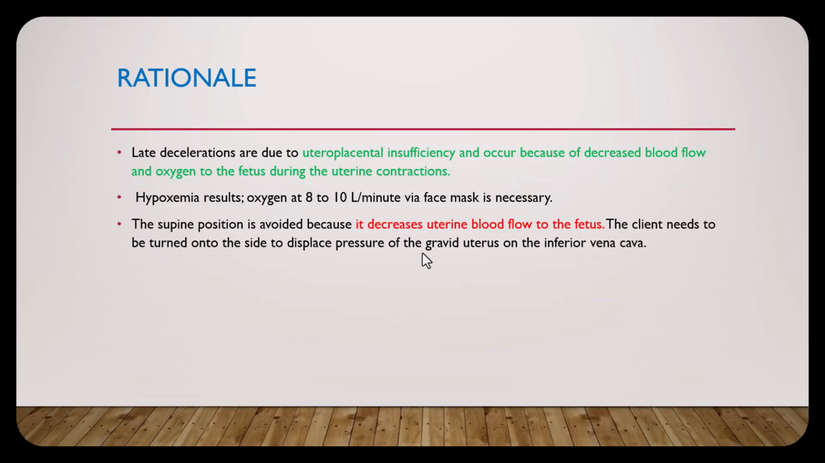The supine position is avoided because it decreases uterine blood flow to the fetus. The client needs to be turned onto the side to displace pressure of the gravid uterus on the inferior vena cava.